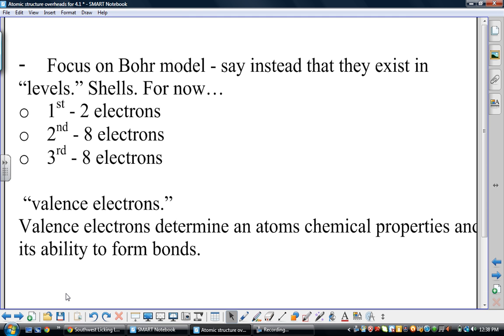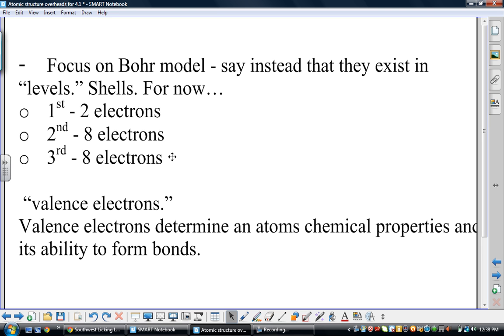Alright, now, at this point we start to focus on the Bohr model of the atom. We're talking about the electrons here. It's important that students keep in mind we're talking about electrons. The electrons are going to, in this model, orbit the nucleus in what we call energy levels, and sometimes called shells. For right now, the first level can hold 2 electrons, the second, the third, and all the subsequent can hold 8.